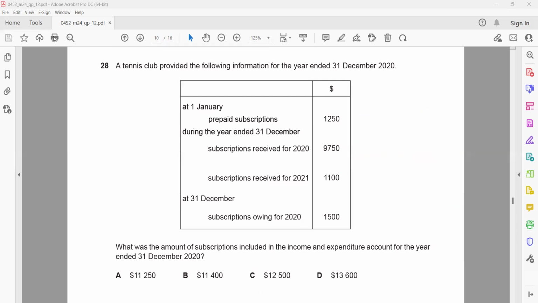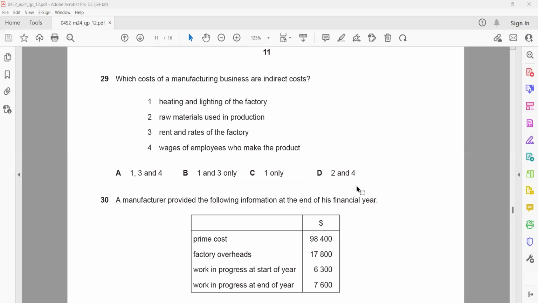Okay, the next one, 29. Which costs of a manufacturing are indirect expenses? Heat and light of the factory, yes. Indirect under factory overhead. Raw material, no, this is under prime cost. Rent and rates of the factory, yes. Wages of the employee who made the product is a factory operative, so this is not. The answer should be 1 and 3 only.